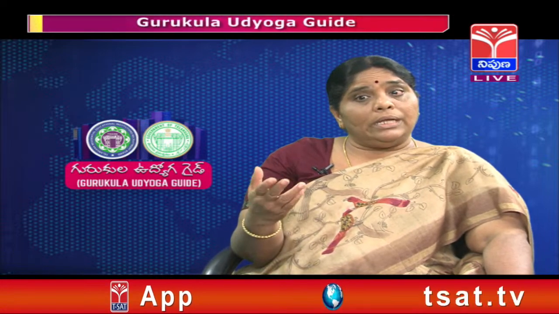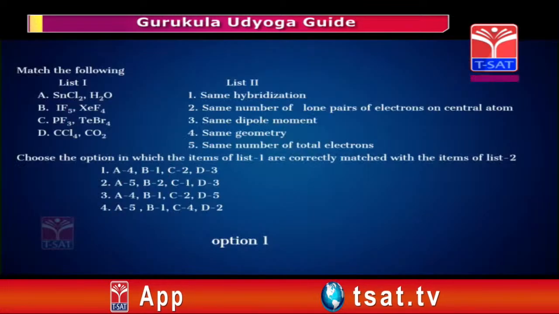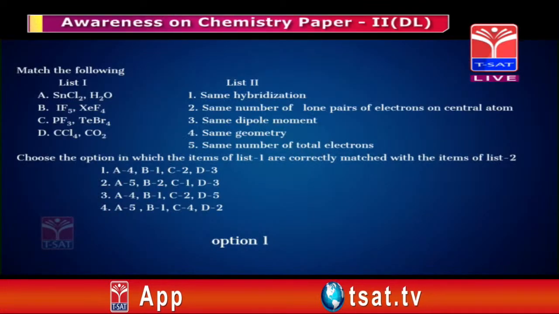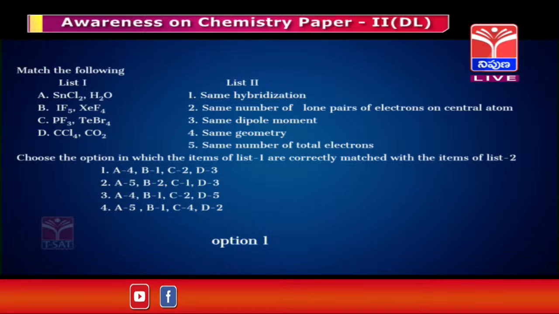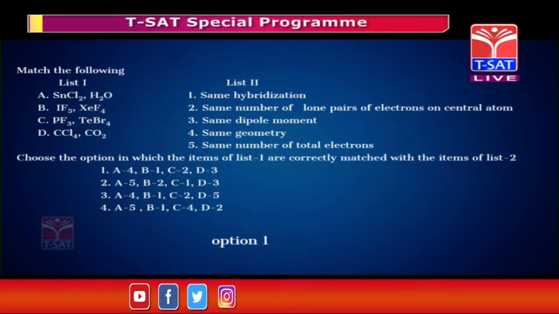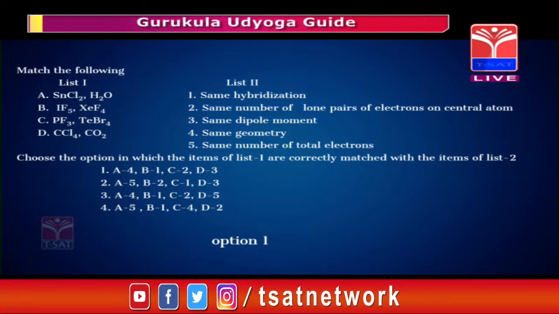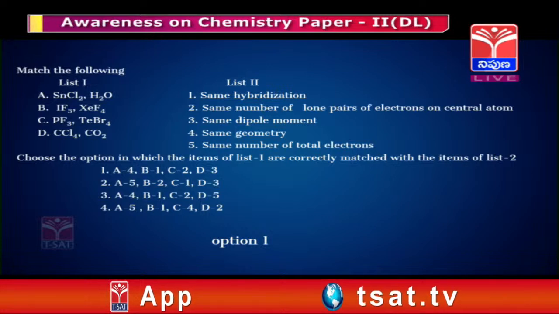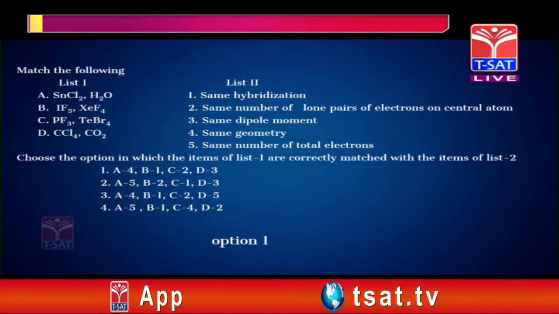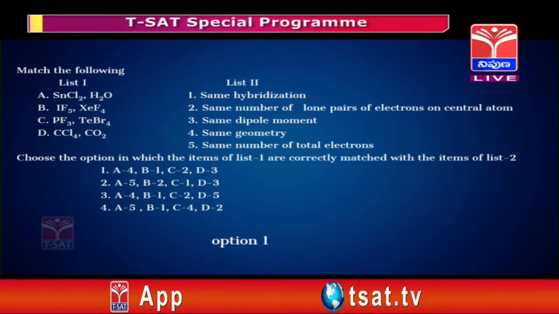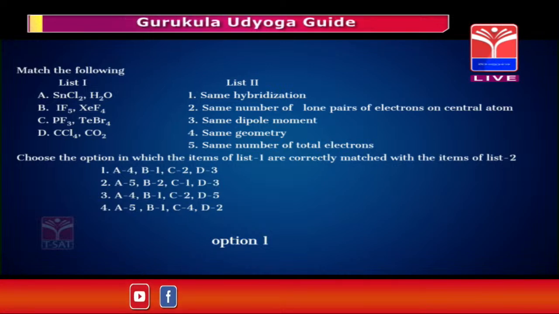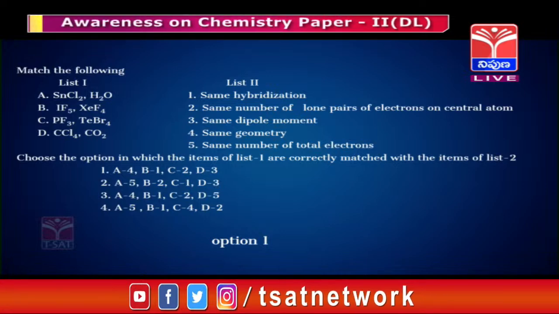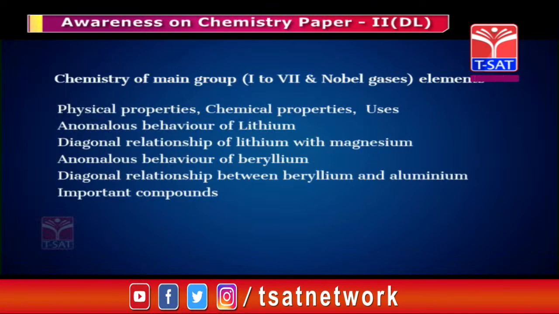In that, usually one will be the match the following. If you see the whole papers, you will usually come across one match the following question in this. For example, list 1 and list 2, you have to choose the option in which the items of list 1 are correctly matched with the items of list 2. So, these are the usual questions. I am not going into details of explaining this whole thing, because it takes so much time, but only to tell you what type of questions you will come across.